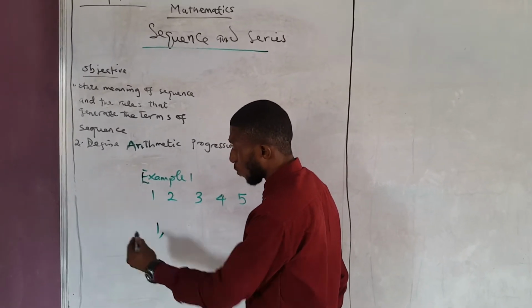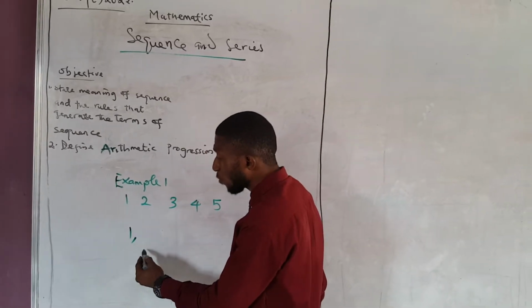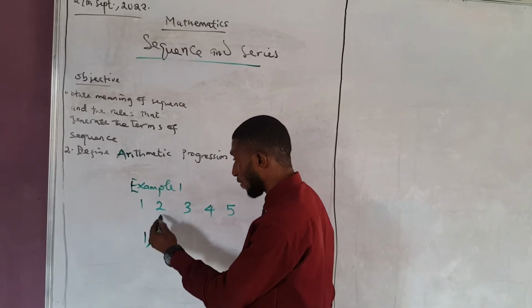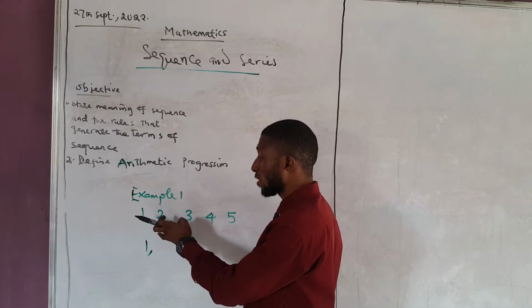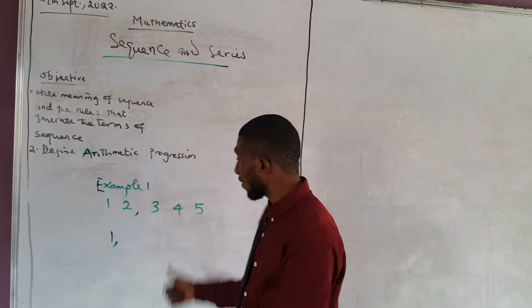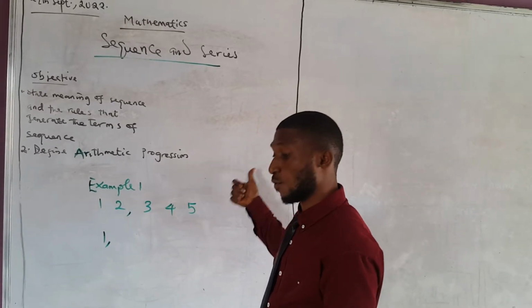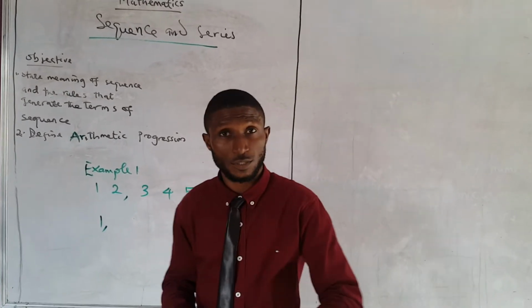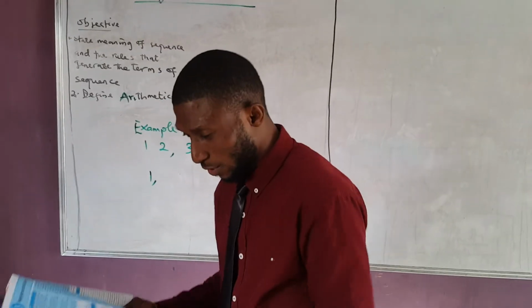Let's say we have 1 as our first term. By adding 1 to this 1, we have the second term. Adding 1 to this second term, we have the third term. Adding 1 to the third term, we have the fourth term, and so on and so forth. And that's a sequence. Can we continue?